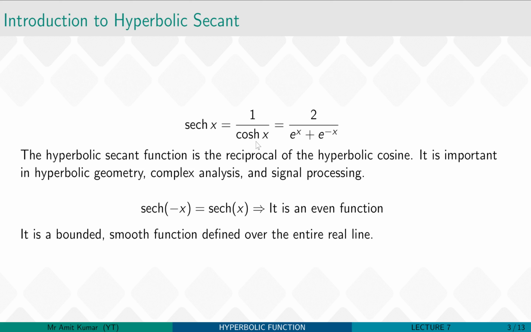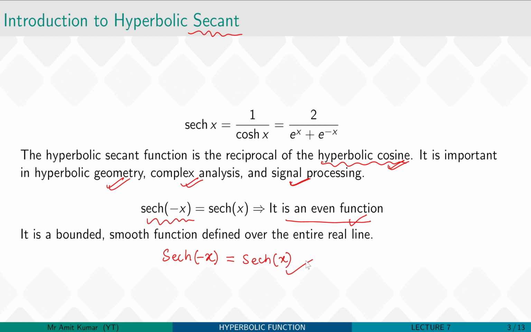In this lecture we will discuss the basic properties of sech x. Basically, sech x is the reciprocal of the hyperbolic cosine function. It is important in hyperbolic geometry, complex analysis, and signal processing. Now, sech x is an even function, because we saw that sech of minus x is equal to sech of x.